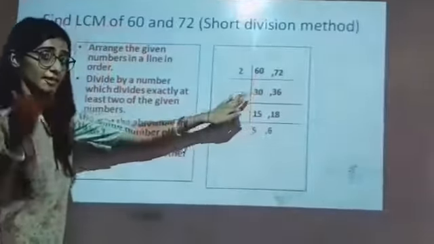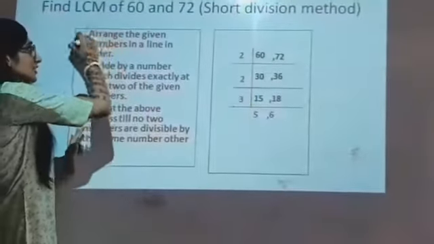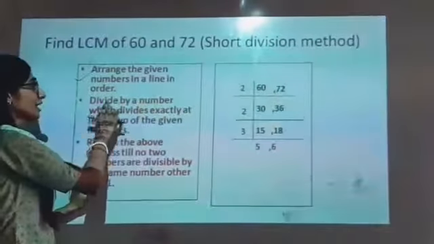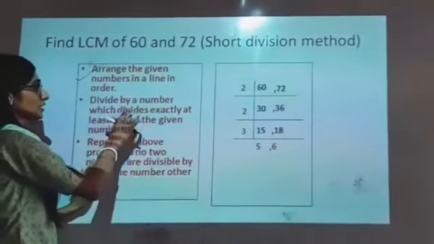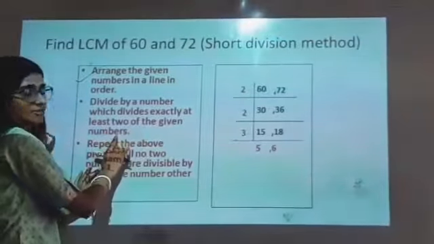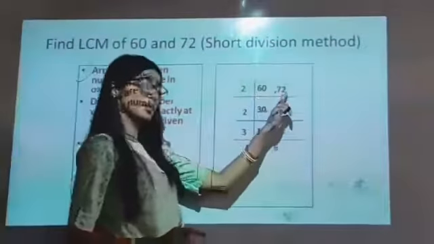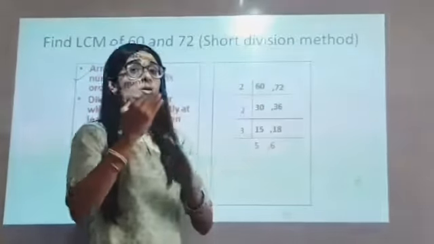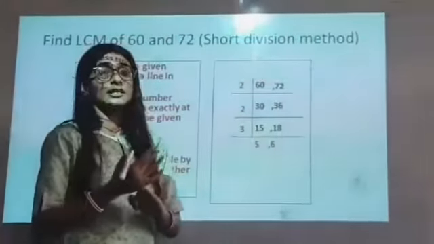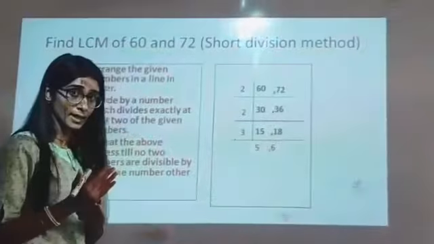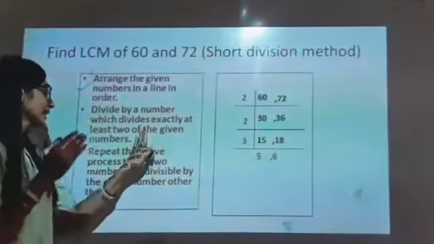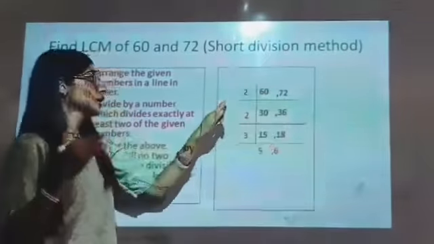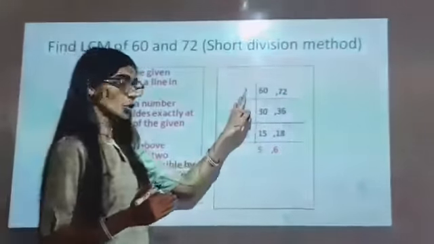Then what is the first step to do? First step is done, that is, arrange the given numbers in a line. Then divide by a number which divides exactly at least two of the given numbers. Here only two numbers are given, but suppose 3 or 4 numbers are given, then you have to find the number that divides exactly at least two of them. So we'll start from 2.